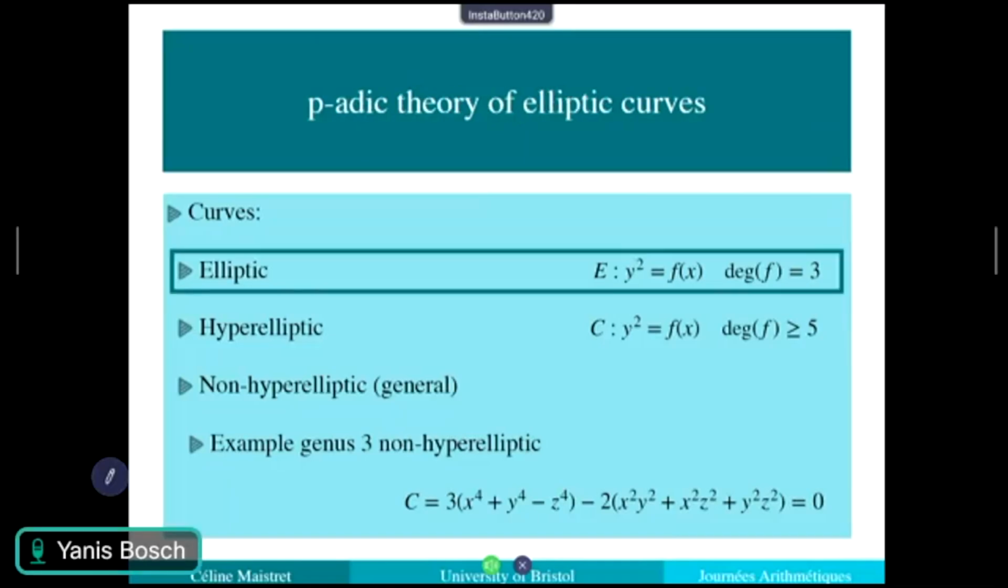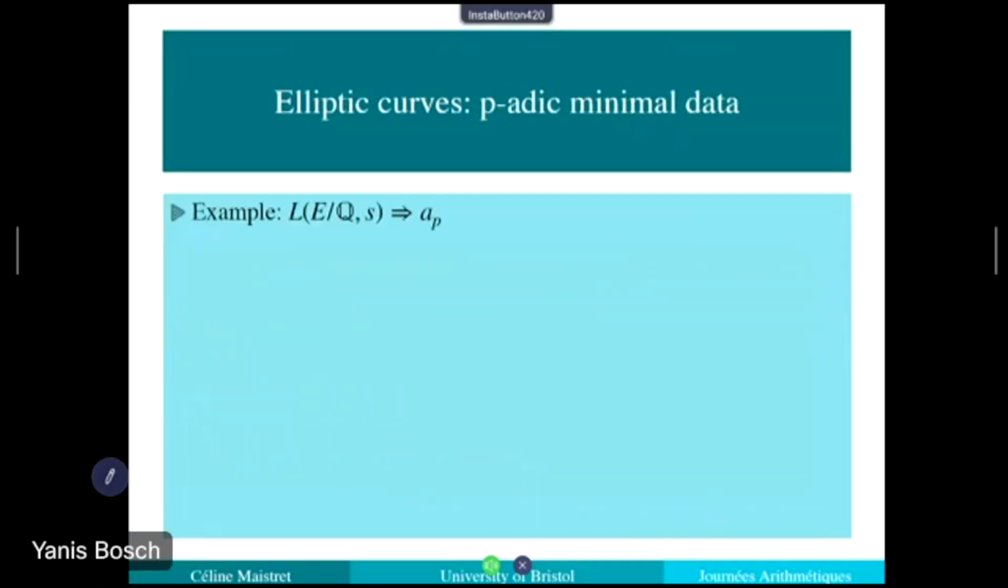Okay. Let me start with elliptic curves, and I should warn the experts in the room. What I'm going to say is very elementary and probably not the best way to present local arithmetic of elliptic curves, but this is because I want to use this method to go on with hyperelliptic curves. So there is a reason behind this. So I will ask you to bear with me a second. All right. I have an elliptic curve and I'm trying to understand the minimal data that I need to compute its L function.